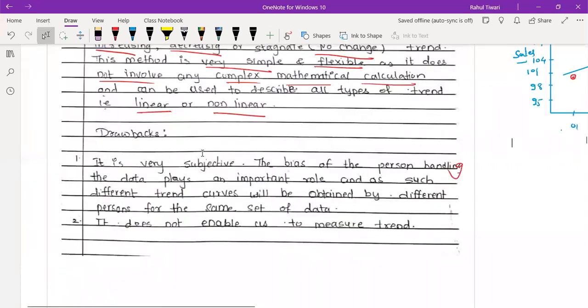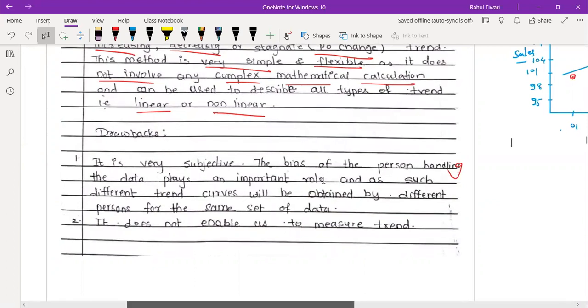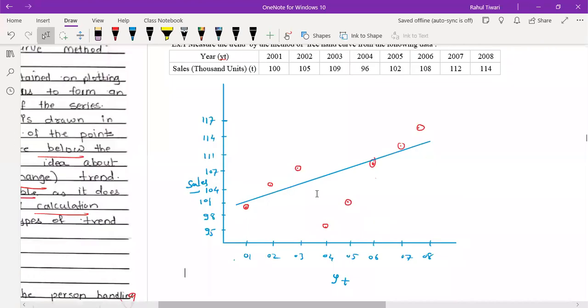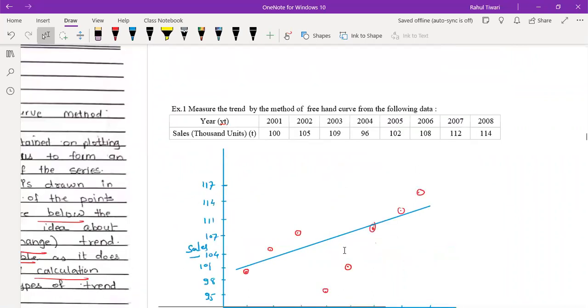Can you look at this? And the bias, why is it called bias? Because any person can, it is the important thing, get a different trend value. Everybody will get a different trend value. So that's why it doesn't give the trend value. This is one of the disadvantages of this method. So that's why this method fails.